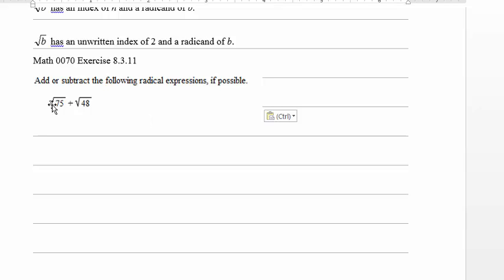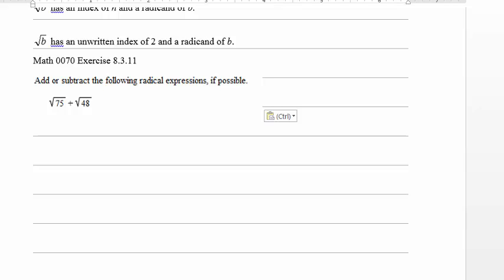So all radicals need to be written in simplest form before we're able to determine if they can be added or subtracted. So let's take a moment and simplify both of these radicals and then see, once they're simplified, if we get radicals that can be added or subtracted.